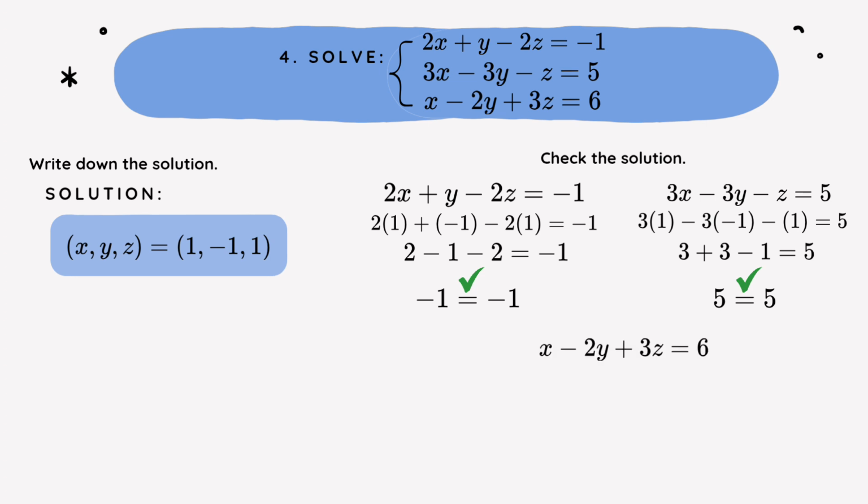Our next equation, x minus 2y plus 3z equals 6. Simplifying, we'll have 1 plus 2 plus 3 equals 6. Therefore, it is also correct. 6 is equals to 6. It means that the values of our x, y, and z are all correct.